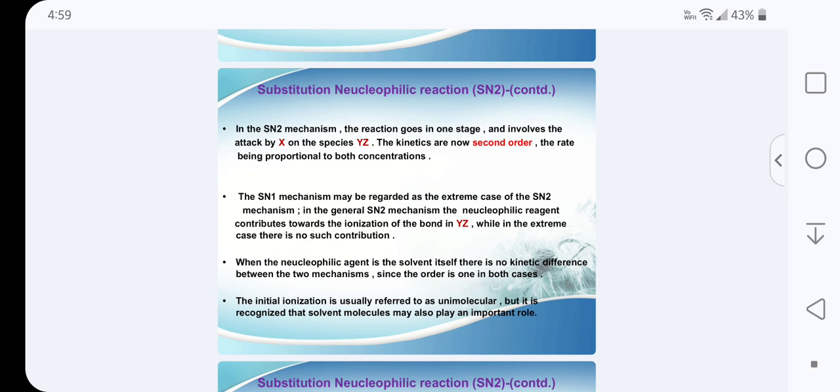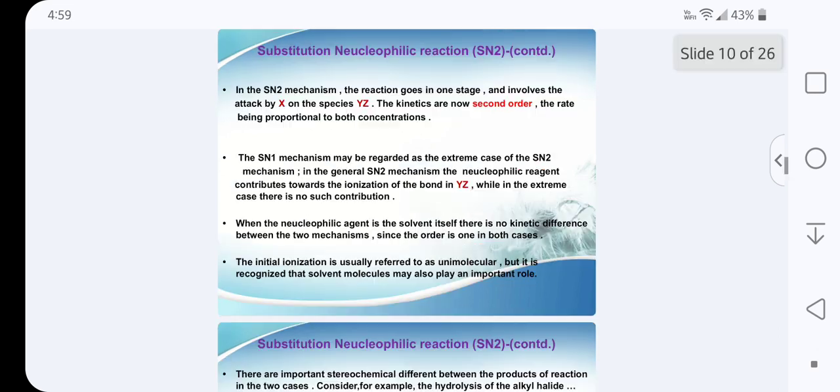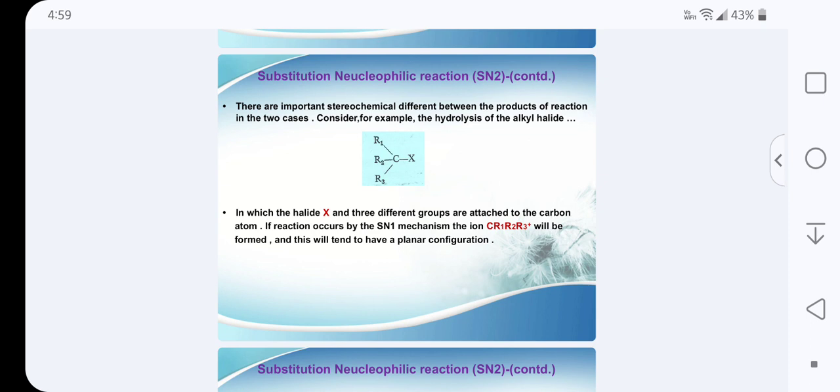When the nucleophilic agent is the solvent itself, there is no kinetic difference between the two mechanisms, SN1 and SN2, since the order is 1 in both cases. The initial ionization is usually referred to as unimolecular, but it is recognized that the solvent molecule may also play an important role. There are two important stereochemical differences between the products of reactions in the two cases.